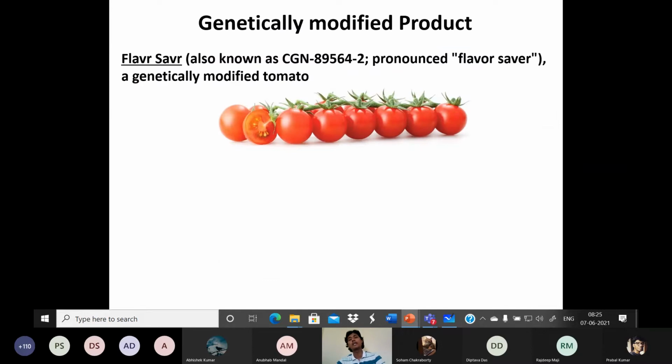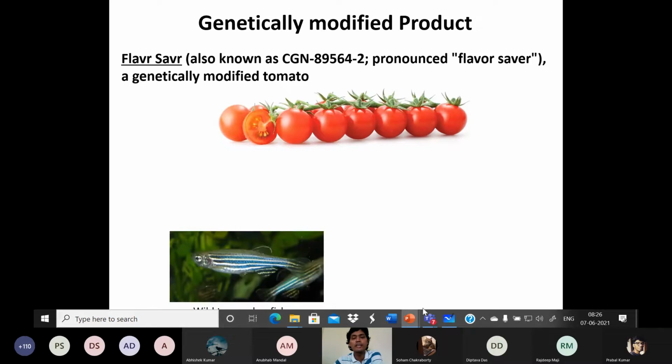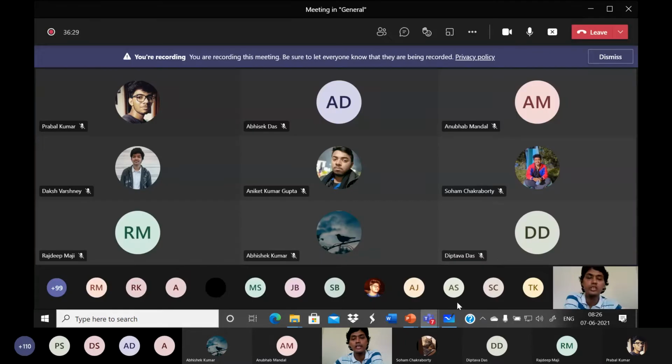Now, 2-3 more examples I would like to discuss, and then I will go into the details of how we can make it. So here, this flavor saver, this is a genetically modified tomato. So nowadays, I would say most of the tomatoes you are getting in a big market, supermarket, those tomatoes are hybrid tomatoes, that you know, right? But many of them are this kind of tomato, flavor saver. So how do people actually make this tomato, and what is the purpose?